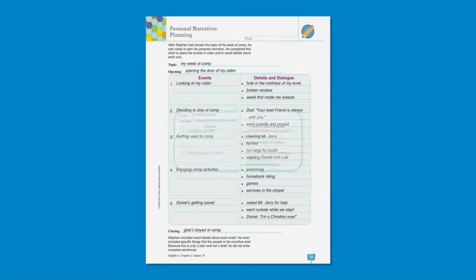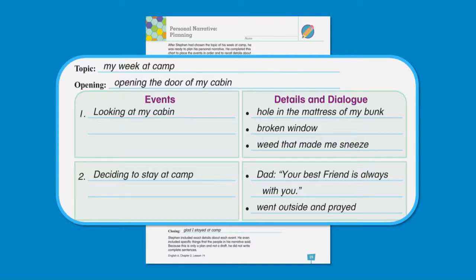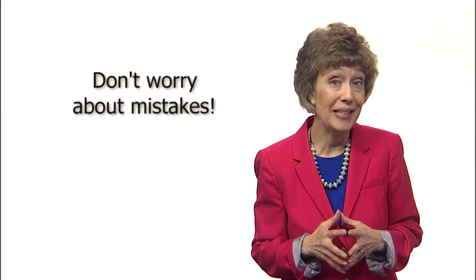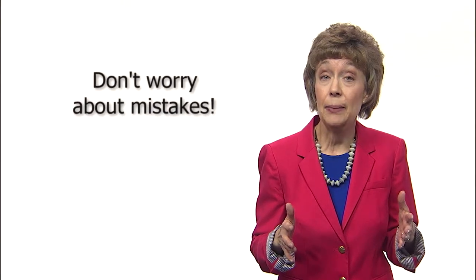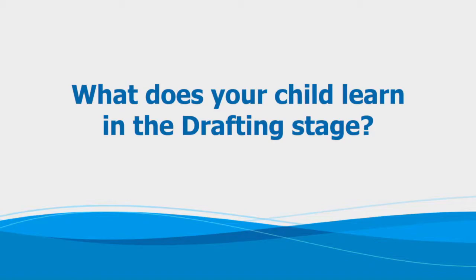A chart with events and details for a personal narrative organizes the information so that the student can write steadily and helps him to remember what to include. Remember, your young writer is simply putting his ideas on paper, so encourage him to not worry about mistakes. He'll fix misspelled words, details that may be out of order, and make better word choices in the next stage of writing.